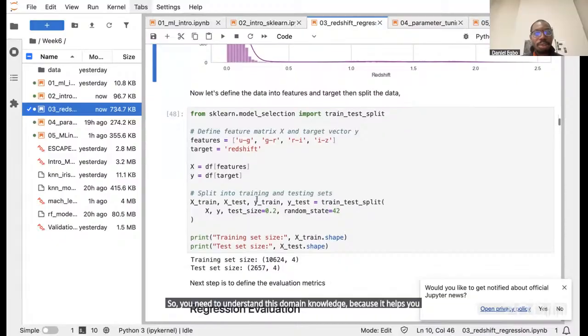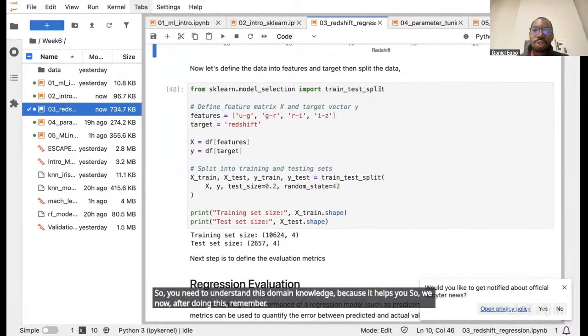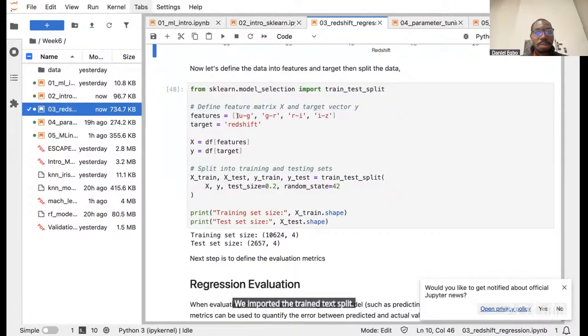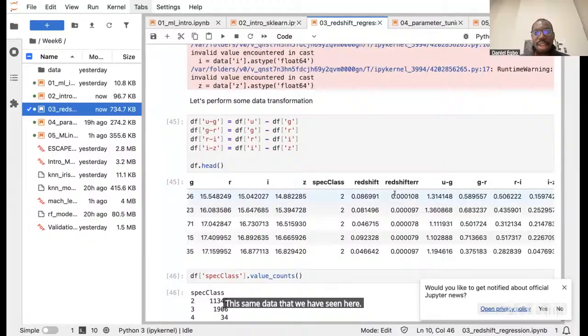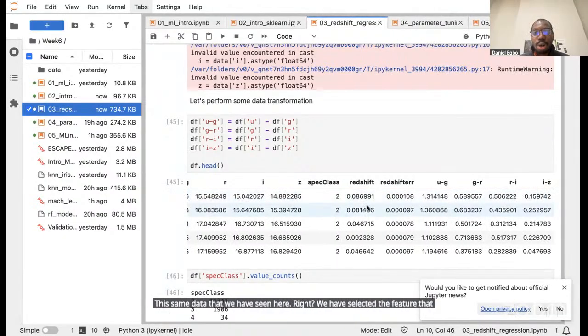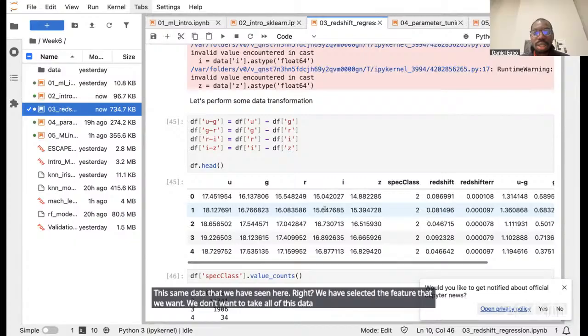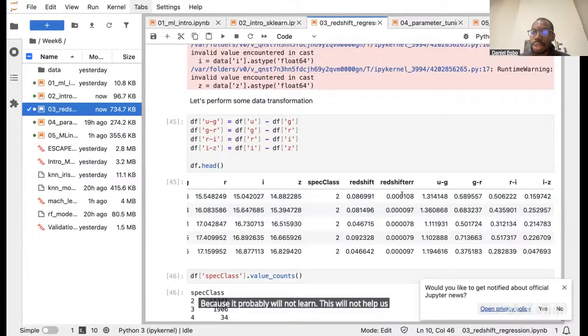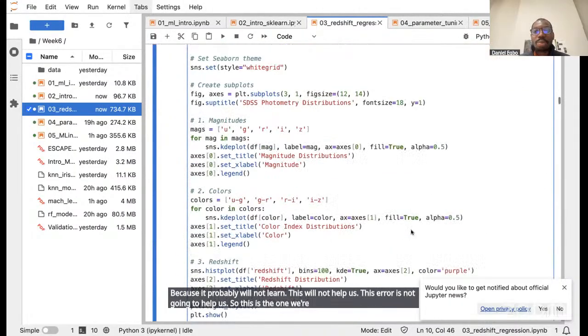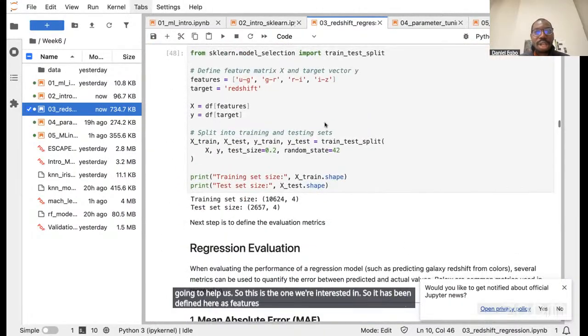After doing this, remember, we imported the train test split, defined our features, defined our targets. Remember when I said X, Y. Now this is going to be our X, and this is going to be our Y. This is the same data that we have seen here. We have selected the features that we want. We don't want to take all of this data and train it, because it probably will not learn and will not help us. So this is the one we're interested in. It has been defined here as features, and this is targets.